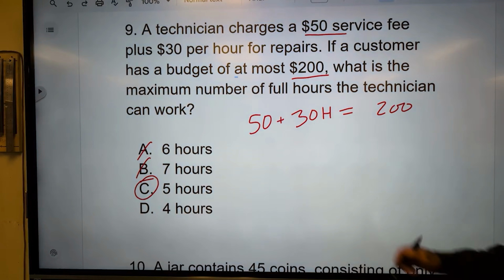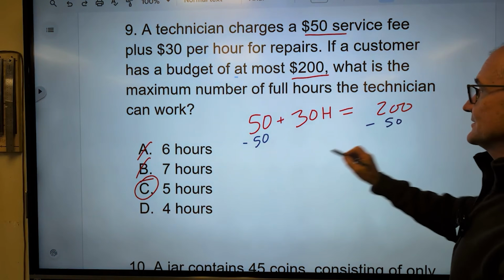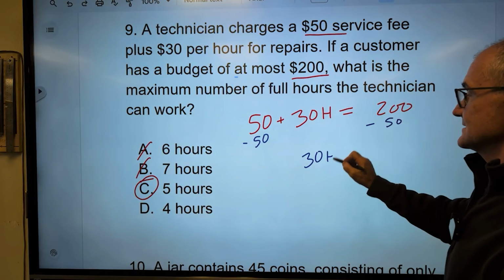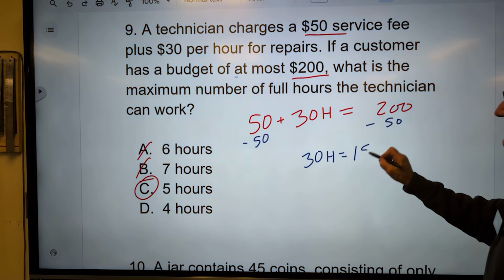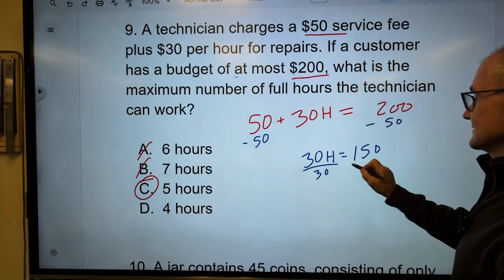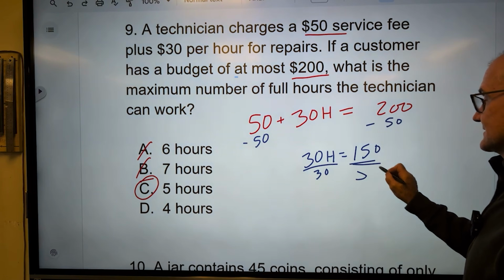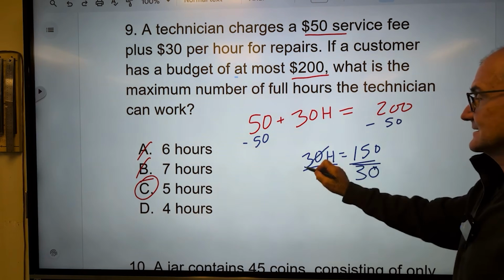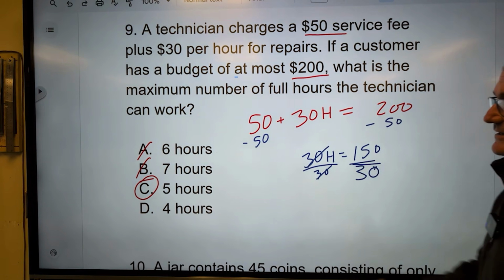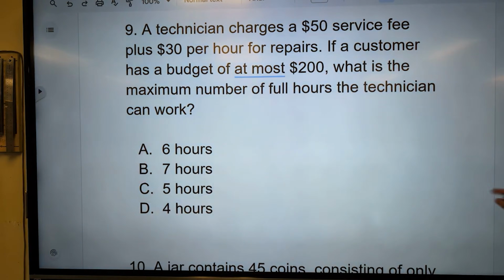Solving this with algebra, I subtract 50 from both sides, and I get 30h is equal to 150. Divide both sides by 30, and I could see that h is equal to 150 divided by 30, or 5. The same correct answer. Answer C right there.